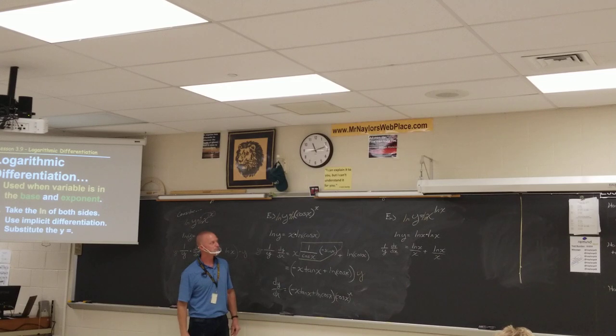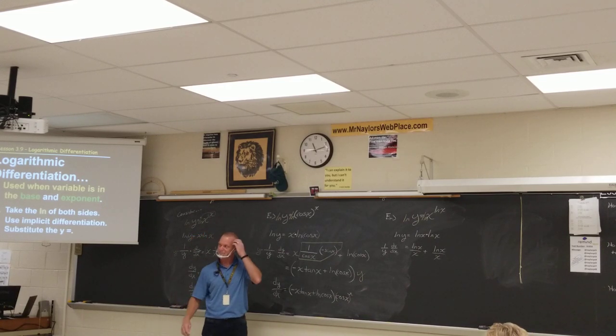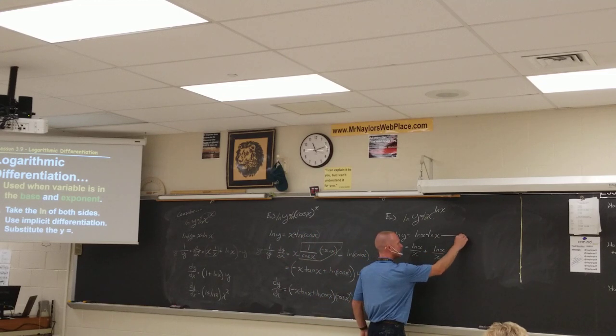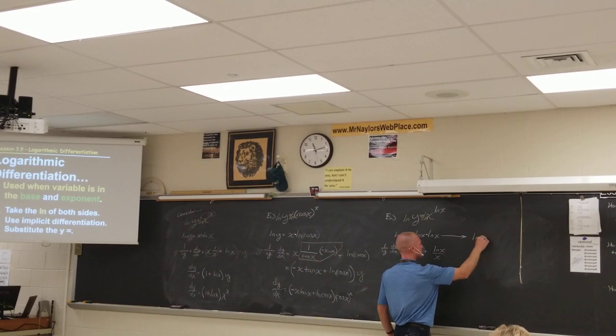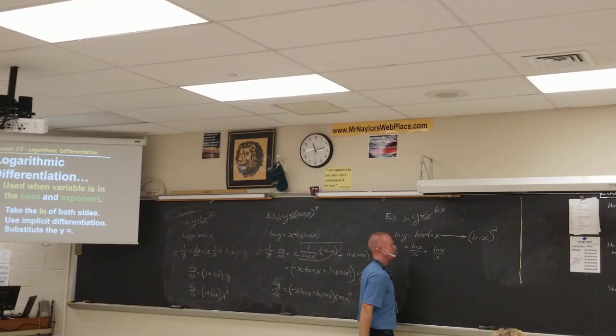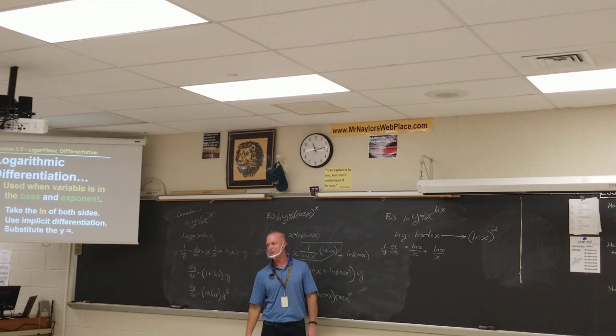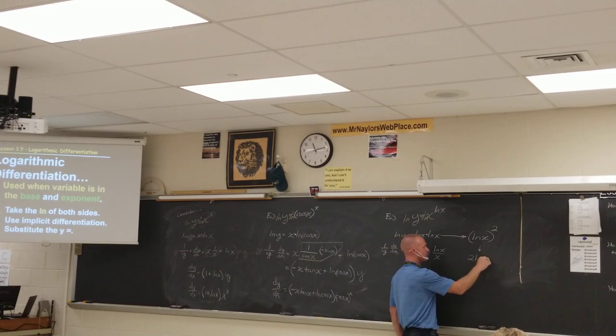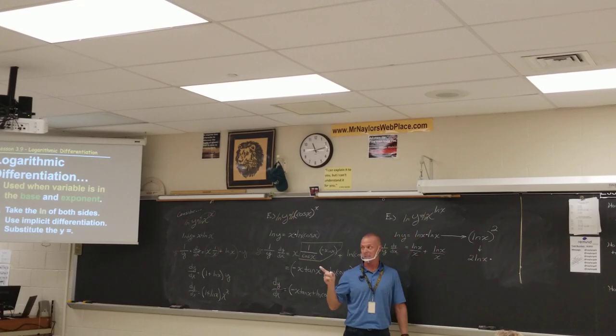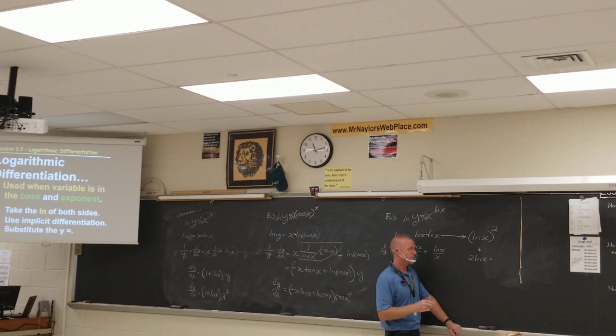But there's another way, right, Colton? You did something different right here. ln of x times ln of x. So what's the derivative of ln squared? How did that go for you? The derivative of the inside, right? Which would be the derivative of ln, which is 1 over x.